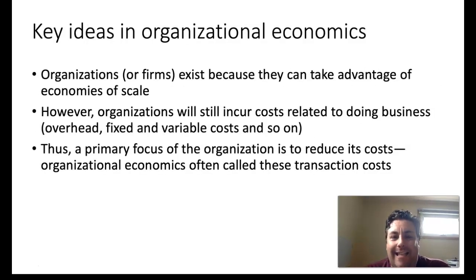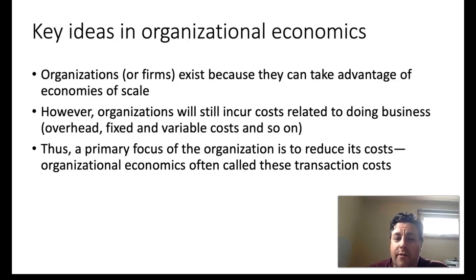So here's a couple of the key ideas in organizational economics. Organizations exist because they can take advantage of economies of scale. We'll talk about that here in a second. In a lot of the organizational economics literature, including the paper that we'll read for this week, they use the term firm, and that's simply a substitute for an organization. So despite the fact that organizations can take advantage of economies of scale, organizations still incur costs related to doing business. And we can talk about what some of these costs are here in a second.